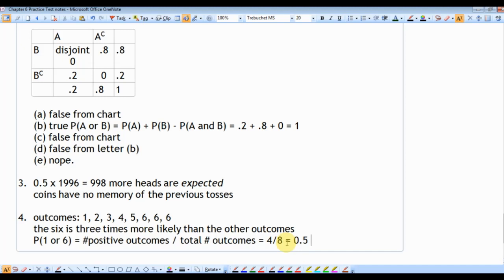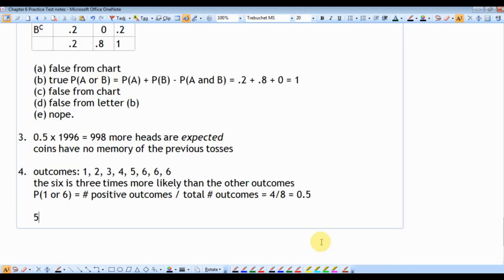I don't get what you mean by positive outcome. Like what we want? Yeah. How many of these outcomes would satisfy 1 or 6? Or in this case, how many of the outcomes that we listed here are a 1 or a 6? Good? 5.